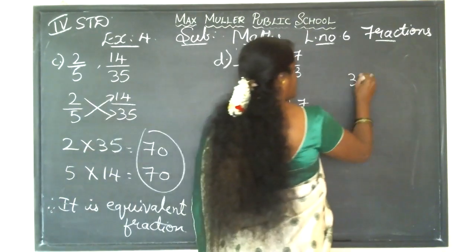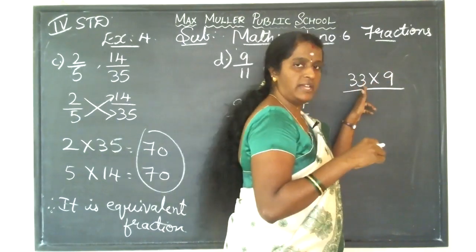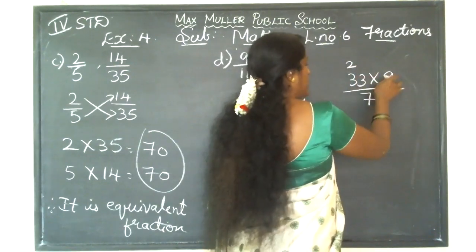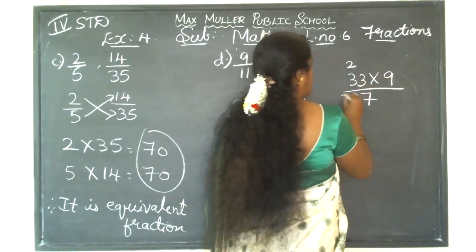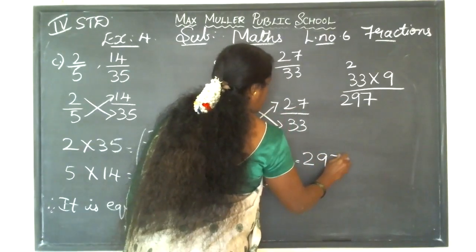So 33 into 9. 9 ones are 9, 9 twos are 18, 9 threes are 27. 2 carry. 9 threes are 27, 28, 29. So I got the answer 297.